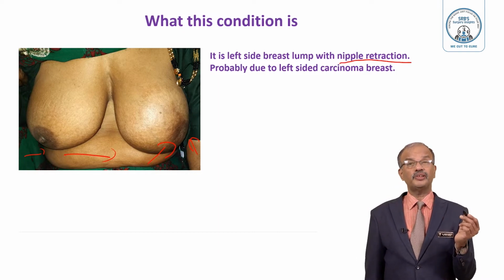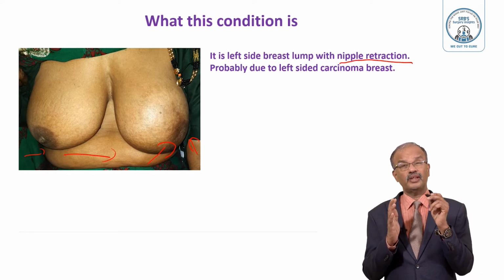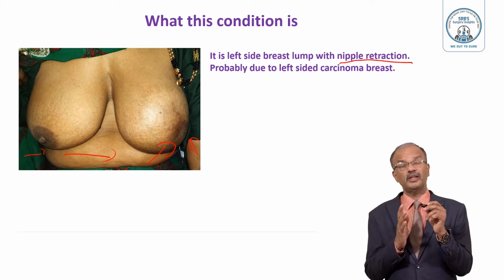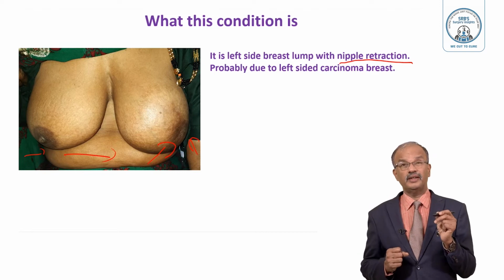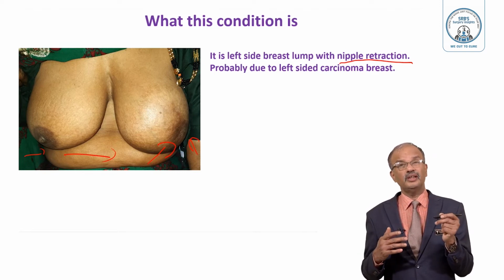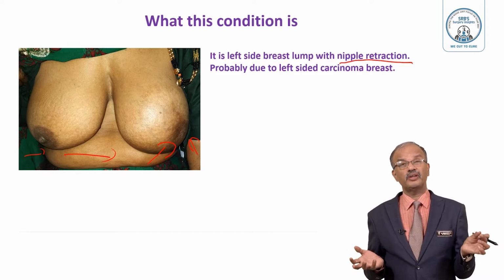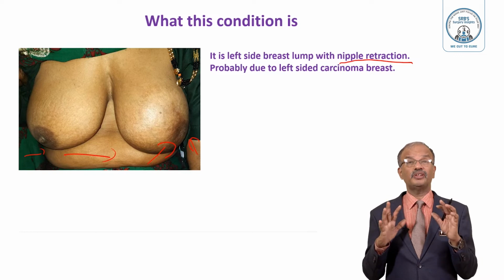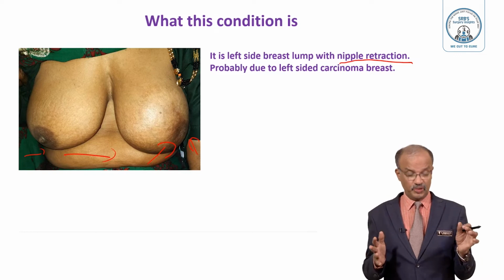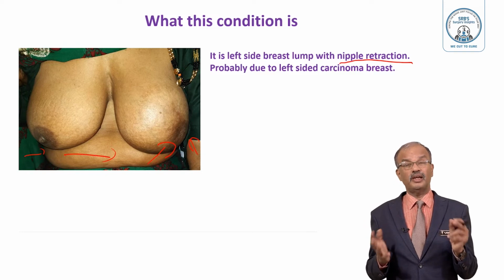Probably due to left-sided carcinoma of breast, where carcinoma of breast infiltrates the lactiferous duct close to the nipple area. So the nipple gets retracted, and eventually it may involve the areola or may cause ulceration. Lump is visible, dilated veins, skin may get involved, peau d'orange can occur. So here the nipple areolar complex is involved. It's a large tumor, a large swelling, a large lump actually.